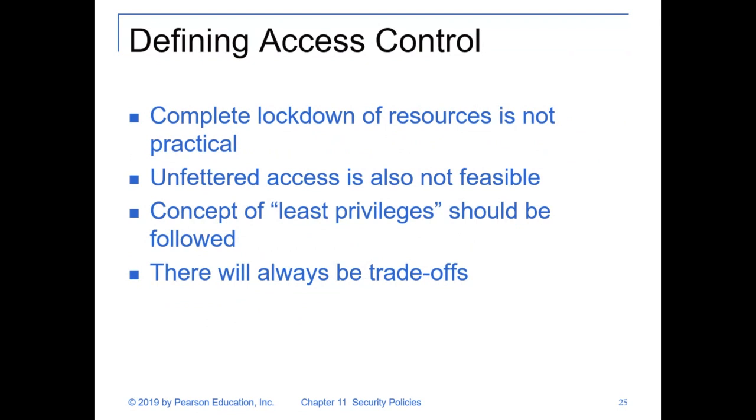There must be a balance between security and the availability of users to do their job, to have access to the resources to do their jobs. So a complete lockdown of resources is not practical. On the other hand, unfettered access is also not feasible. So you have to find a balance between convenience and security. Now, one of the ways that can help is the concept of least privilege. This is something that should be followed, but keep in mind there are always going to be trade-offs on this balance.